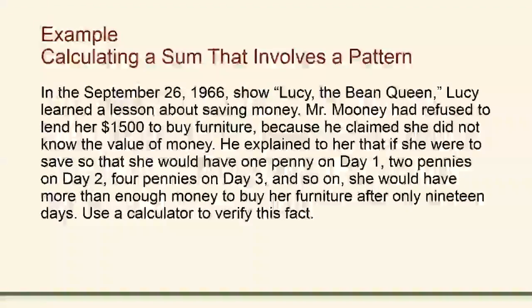Example: calculating a sum that involves a pattern. In the September 26, 1966 show, Lucy the Bean Queen, Lucy learned a lesson about saving money. Mr. Mooney had refused to lend her $1,500 to buy furniture because he claimed she did not know the value of money. He explained to her that if she were to save so that she would have 1 penny on day 1, 2 pennies on day 2, 4 pennies on day 3, and so on, she would have more than enough money to buy her furniture after only 19 days. Use a calculator to verify this fact.